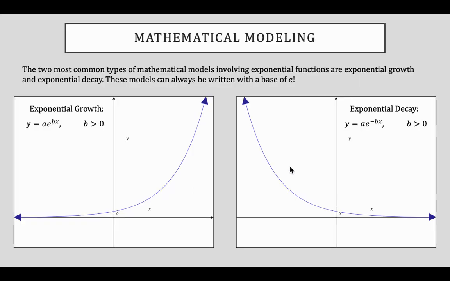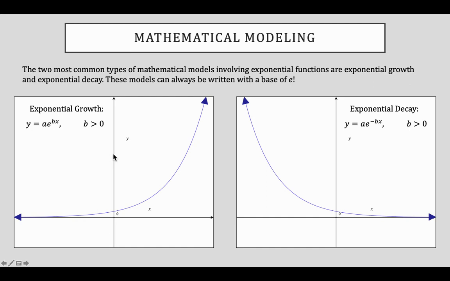So, the two most common types of mathematical models involving exponential functions are exponential growth and exponential decay. These models can always be written with a base of e. That's pretty cool. Any exponential growth model can be written with a base of e, and any exponential decay model can be written with a base of e. Exponential growth can always be modeled as y equals a times e raised to the bx, where b is greater than 0. Exponential decay can be modeled as y equals a e to the negative bx, where b is greater than 0.